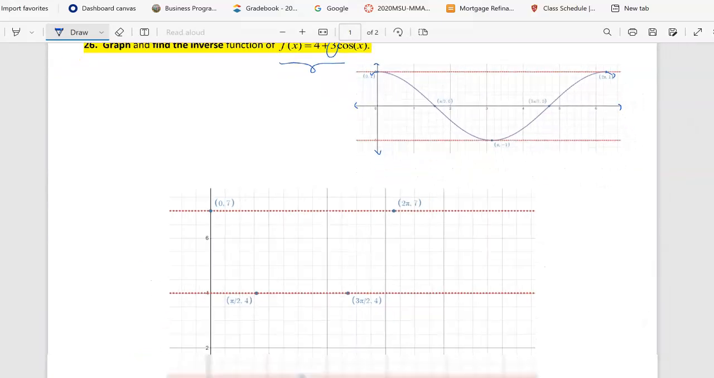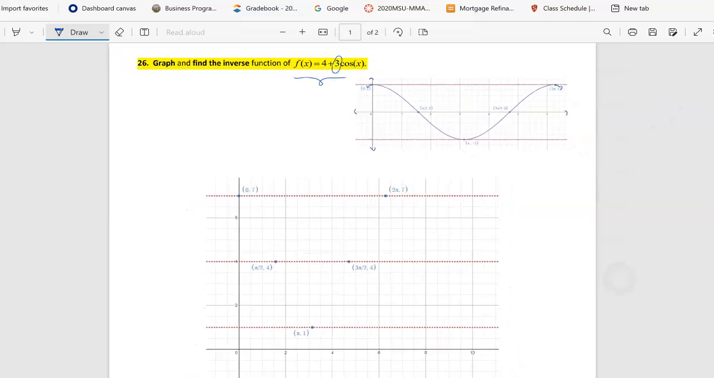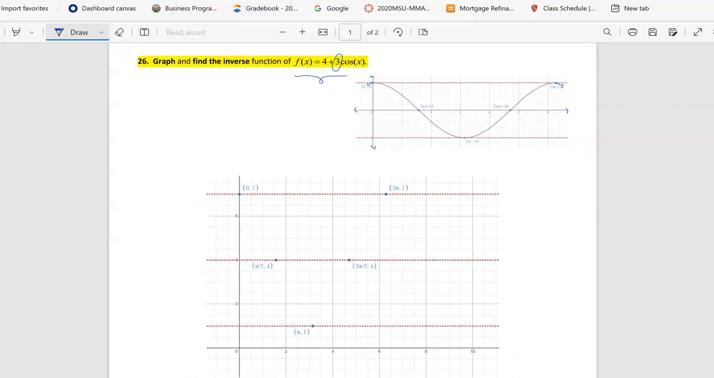And what I did here is I included the basic reference points and also the vertical translation of the function. So we're not starting at 0, 1 because of the amplitude of 3 and the addition of the 4. We're going to start at 0, 7. So our function is actually going to do this.